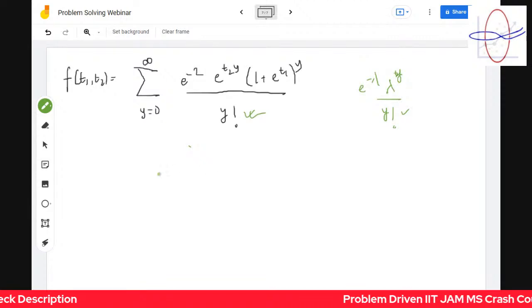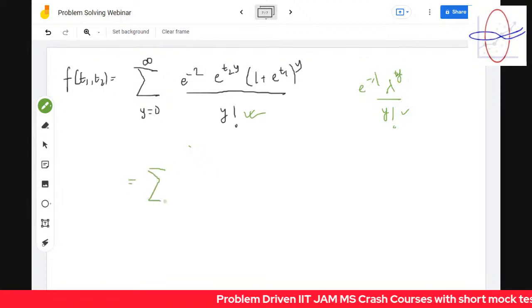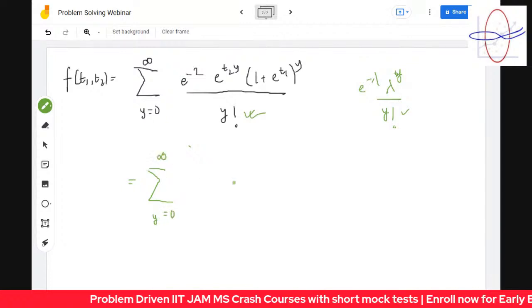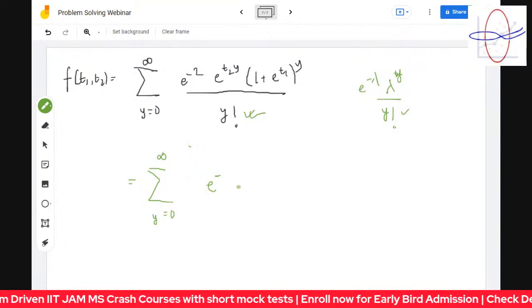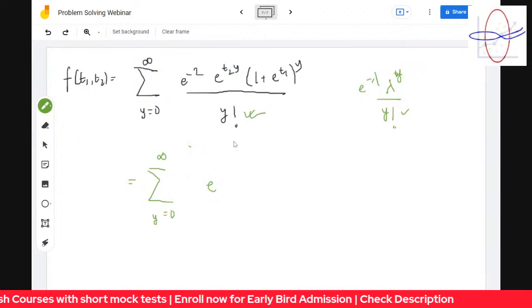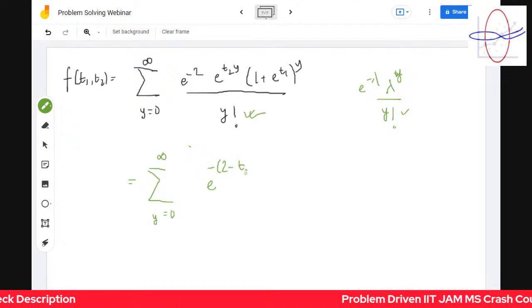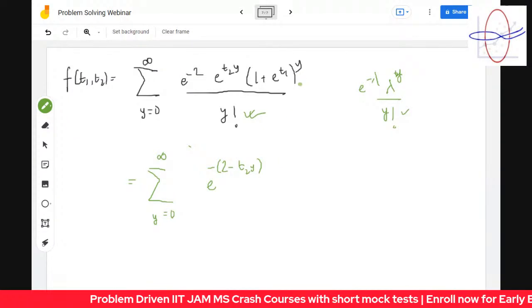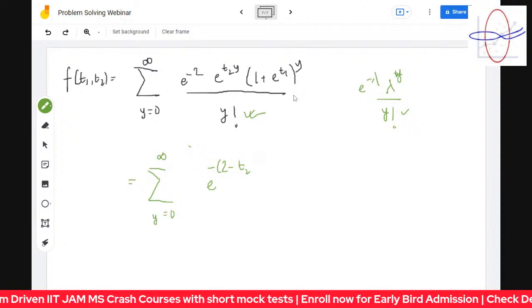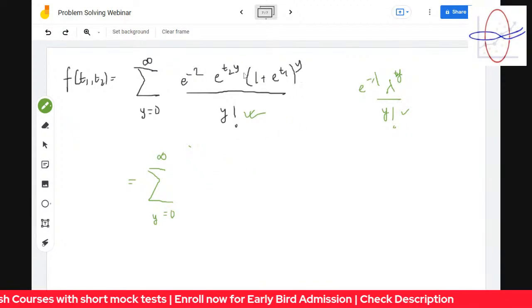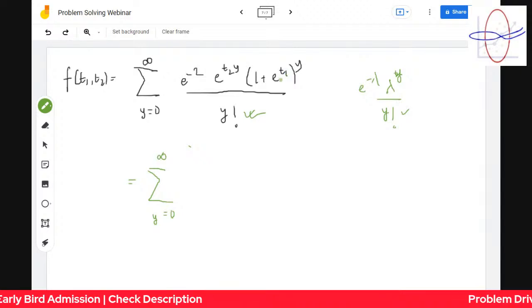So let's make it e to the power minus 2. But there can be much more because e to the power t is also there. So let's see what it will be: e to the power minus (2 minus t2)y, into another part. So how do you manage this part? Any ideas? Because this can also go into the aspect of MGF. How do you manage this part? Any ideas?